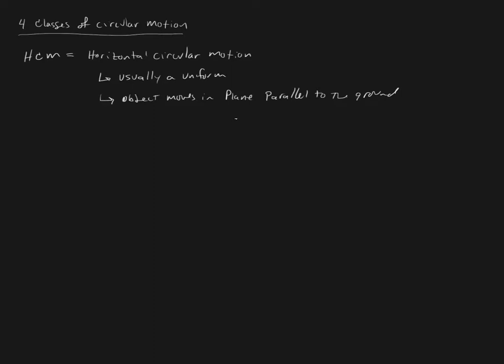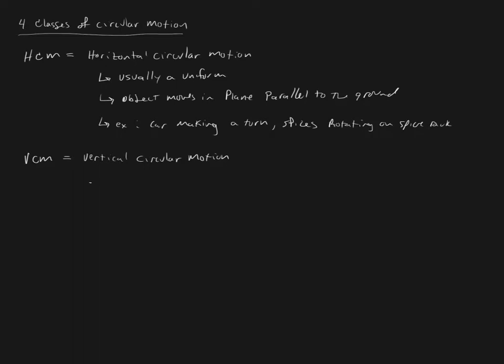And examples of horizontal circular motion would include a car making a turn, maybe spices rotating on a spice rack, and there are many others, and we're going to see lots of examples of these later on as we go through this particular part of our unit. Now, the next class of problem is going to be vertical circular motion, which I label as VCM.